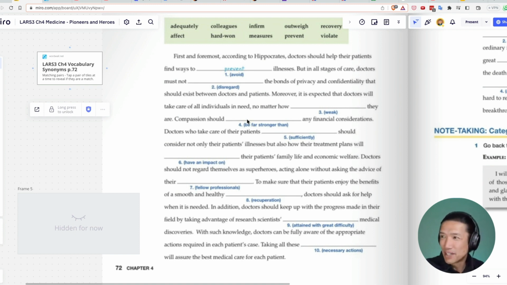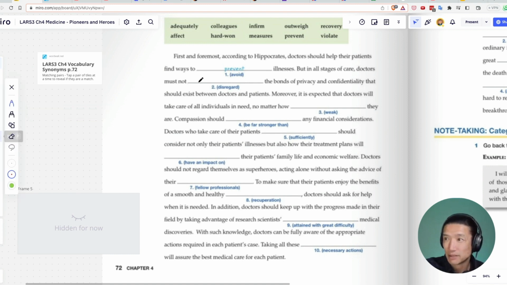No. Doctors should help their patients find ways to prevent illnesses or avoid. I would say prevent is maybe protect against rather than avoid, but that's my opinion. Prevent means to stop before it happens, right? Prevent an accident. Stop something before it happens.